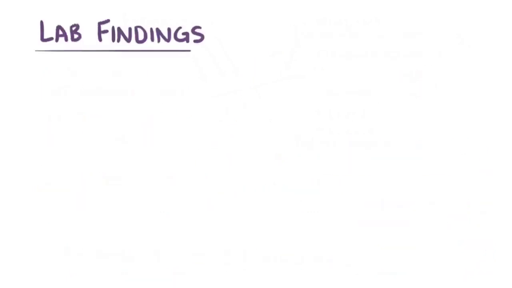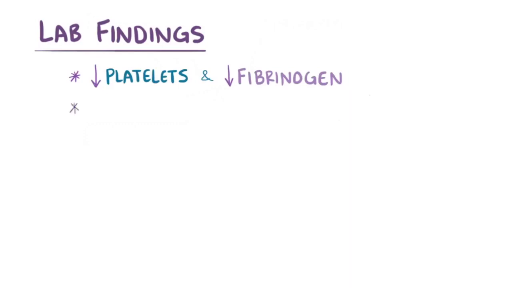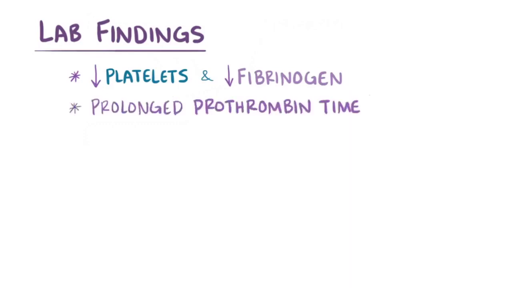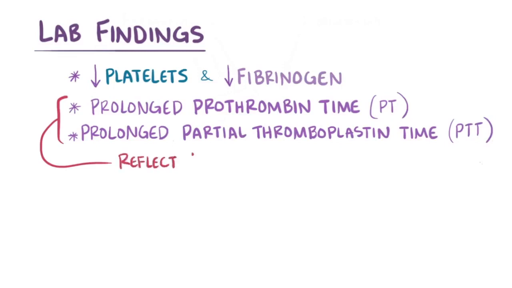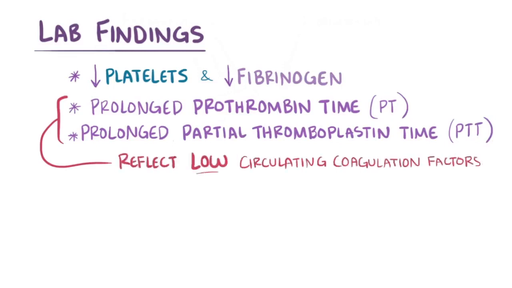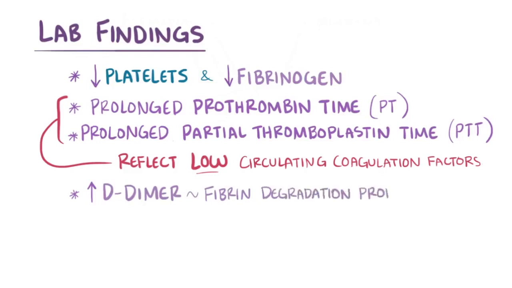Laboratory findings in disseminated intravascular coagulation include decreased platelets and decreased fibrinogen. There's also a prolonged prothrombin time, or PT, as well as prolonged partial thromboplastin time, or PTT, both of which reflect having lower levels of circulating coagulation factors. In addition to lower levels of specific clotting factors, there are elevated levels of D-dimer, which is a fibrin degradation product that's produced when fibrin clots are broken down.